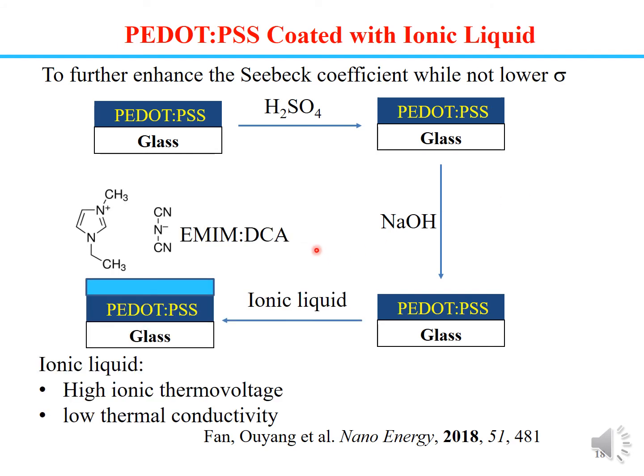We consider coating a layer of ionic liquid on the acid treated, then base treated PEDOT:PSS. Why do we consider ionic liquid? Because ionic liquid can have high ionic thermal voltage and low thermal conductivity. So we hope the ionic liquid can help improve the Seebeck coefficient of PEDOT:PSS.